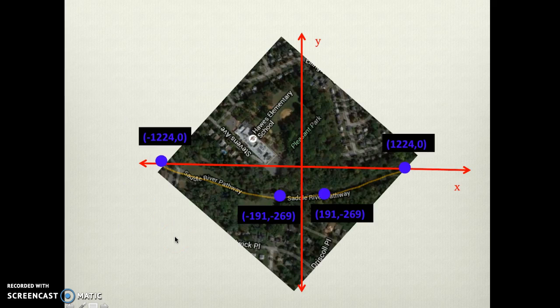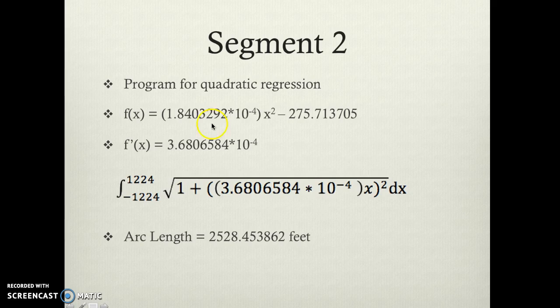So for segment 2, I basically did the same thing as what I did for segment 1. As you can see, segment 2 is also a curve. So I just found 4 points, using an X and Y axis. And from these 4 points, I then used the program for quadratic regression to find the equation, and then I found the derivative, I plugged it into the arc length formula, and then I got the arc length of segment 2, which is found to be 2,528.453862 feet.